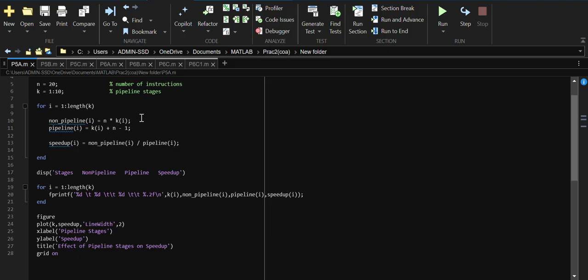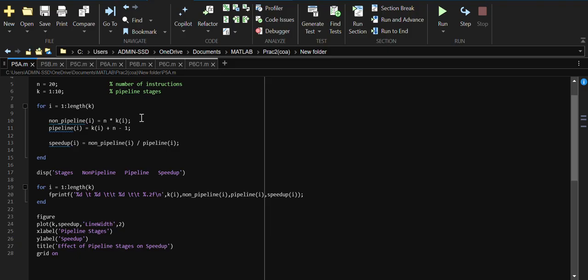In ideal pipelining, instructions overlap during execution. After the first instruction executes, a new instruction completes every cycle. The program uses this concept to compute the ideal pipeline execution. That is, pipeline of k = k + n − 1.